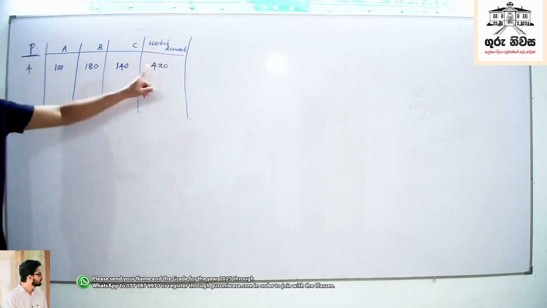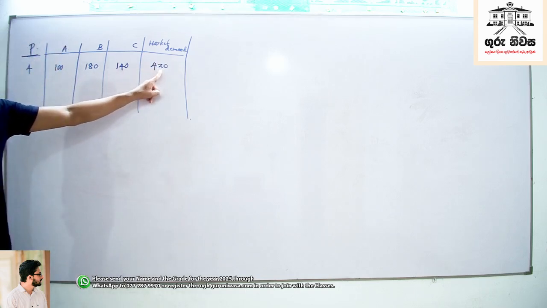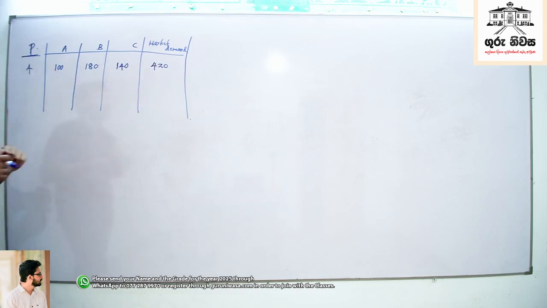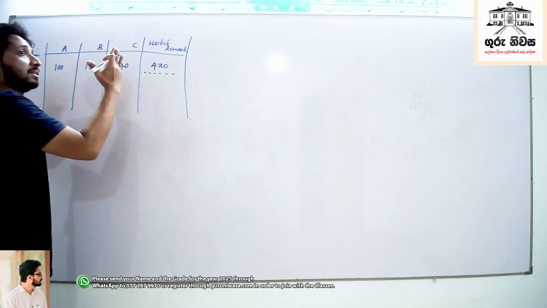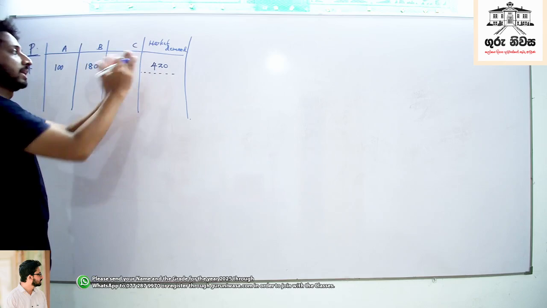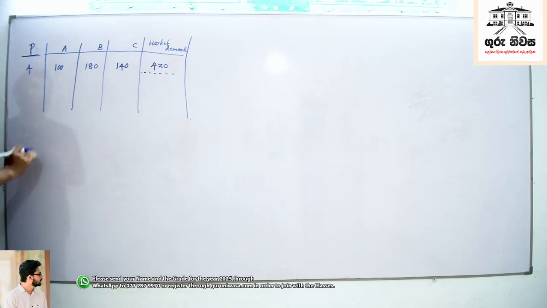420 units are being demanded. Remember, this is called market demand. If you want to calculate market demand, add all individual demands horizontally. Then you can have the market demand.